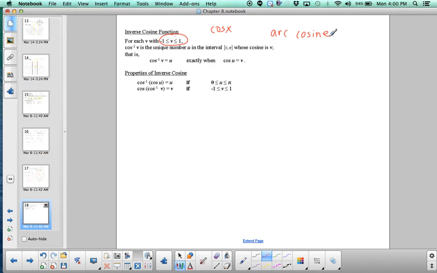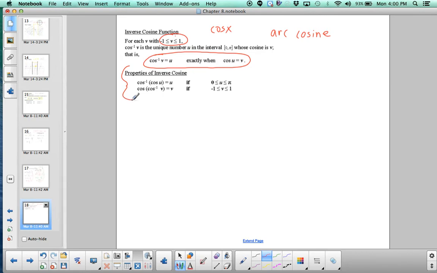and the same thing for the sine. That could be the arc sine. The inverse is known as the arc sine. So again, we have the statement here that we're going to use, which you probably understand a little more this time, and then the properties of the inverse cosine are going to be here as well.